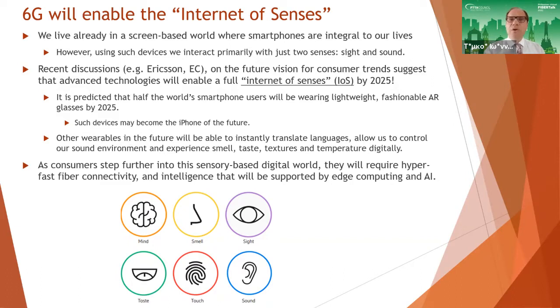With the new networks, indeed, in some years from now, we will be able to experience our environment through all of our senses. So with smart glasses, you can start thinking what can happen, but also with other devices, wearables that can translate languages in real time. We can also have other devices to experience even smell, taste, and textures through haptic technologies or other such new developments.